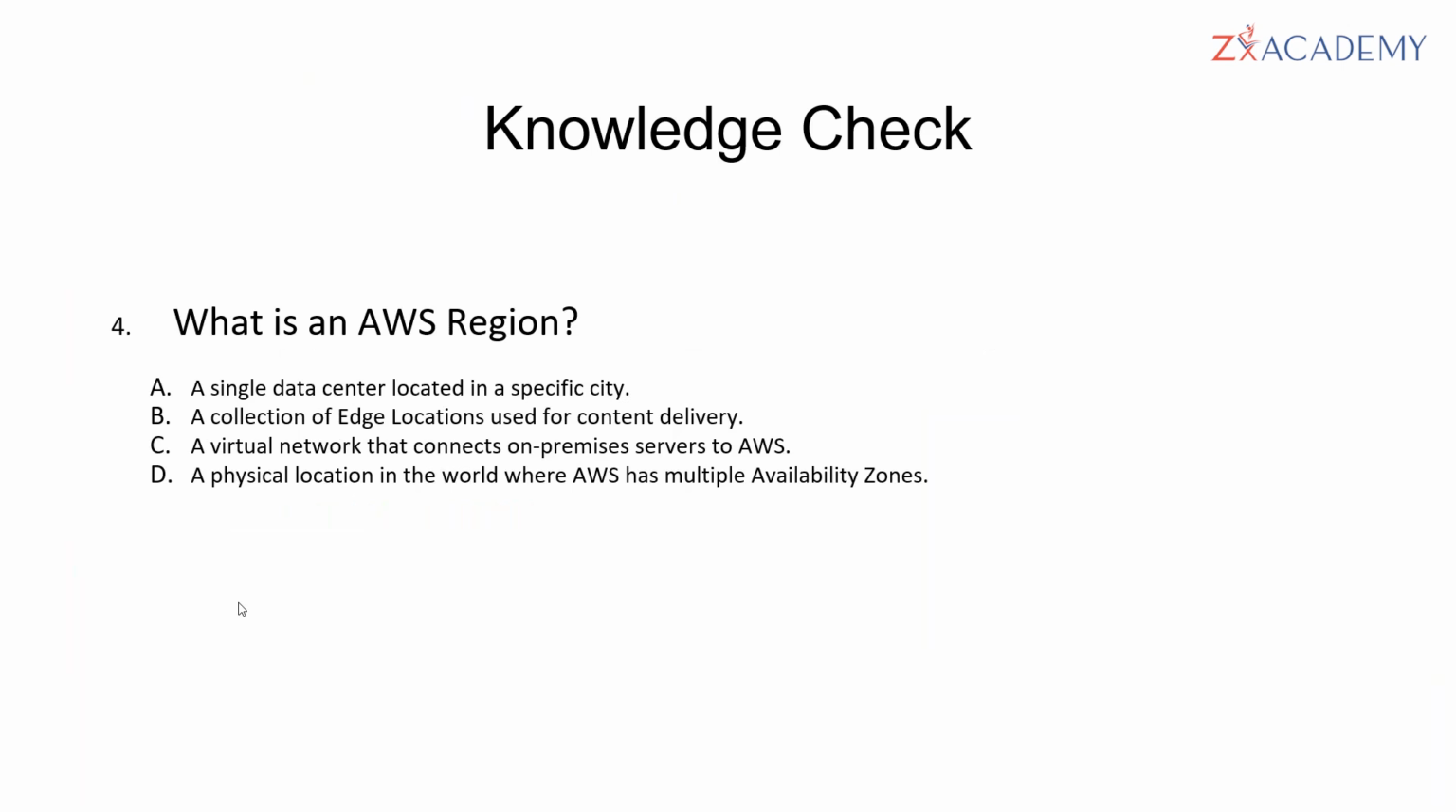Okay, number four, the last one. What is an AWS region? A single data center located in a specific city, a collection of edge locations used for content delivery, a virtual network, or a physical location in the world where AWS has multiple availability zones. D, the physical location. Yes, that is correct. Great, you got it.